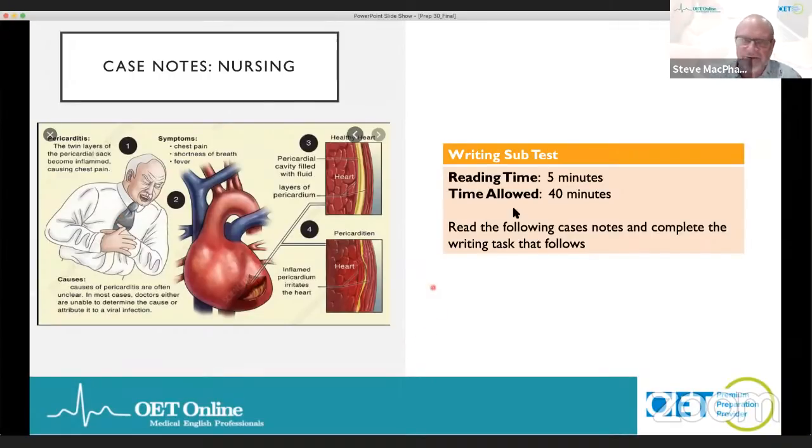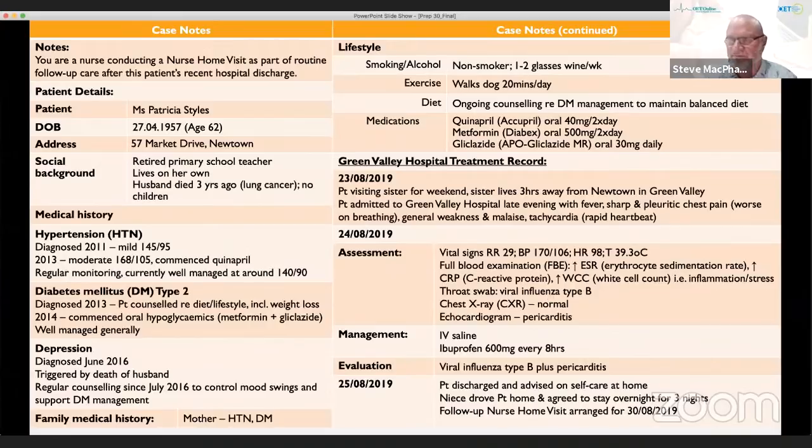That's our background. So we've got reading time, writing time, we know that. Read the following case notes and complete the writing task. Let's do this, everyone. Let's do this.